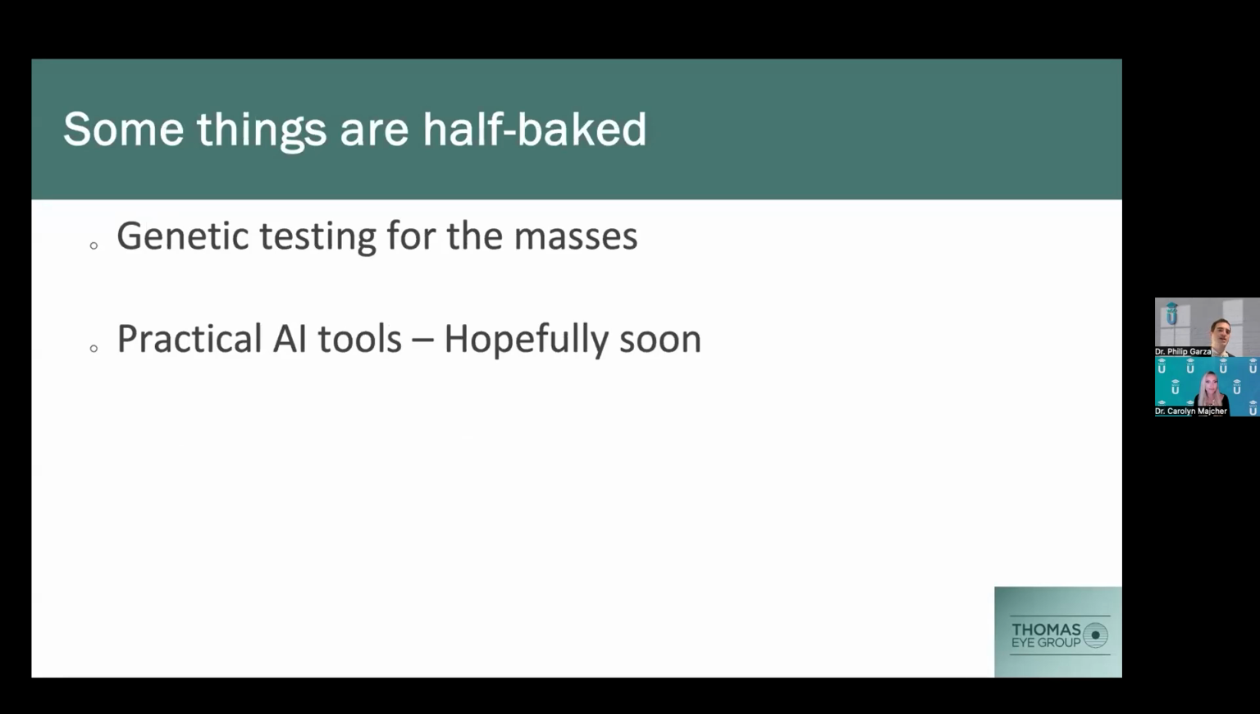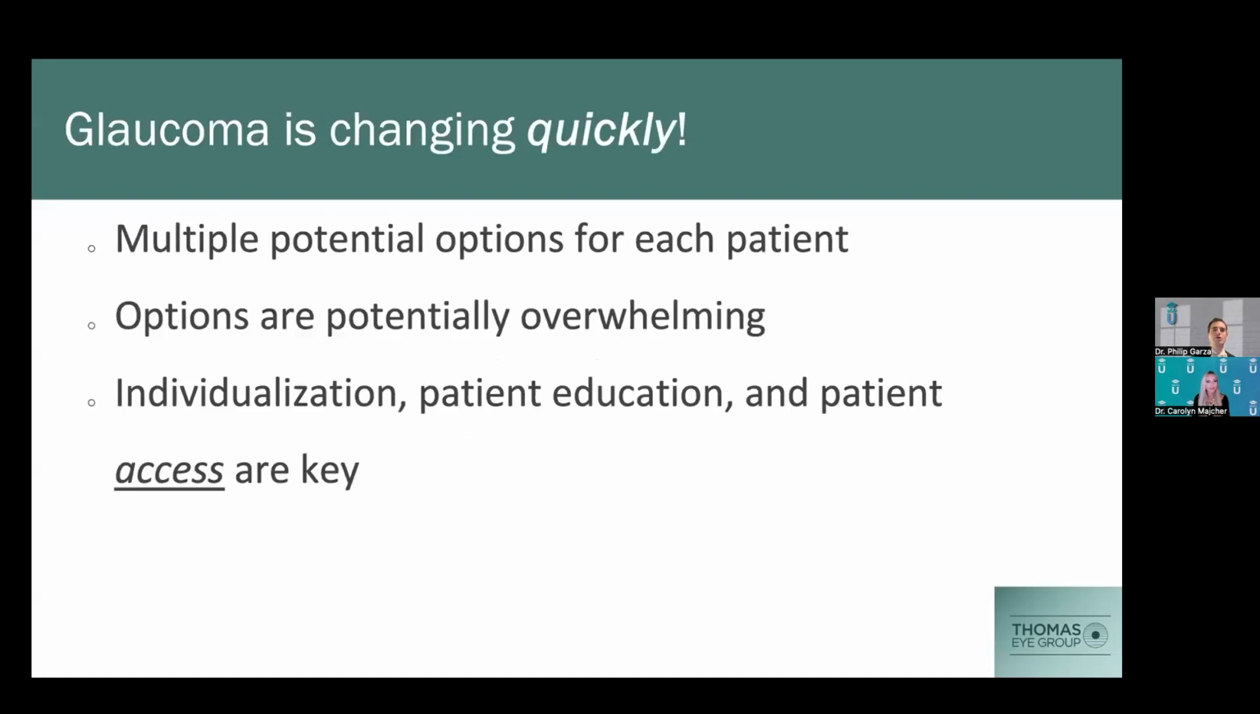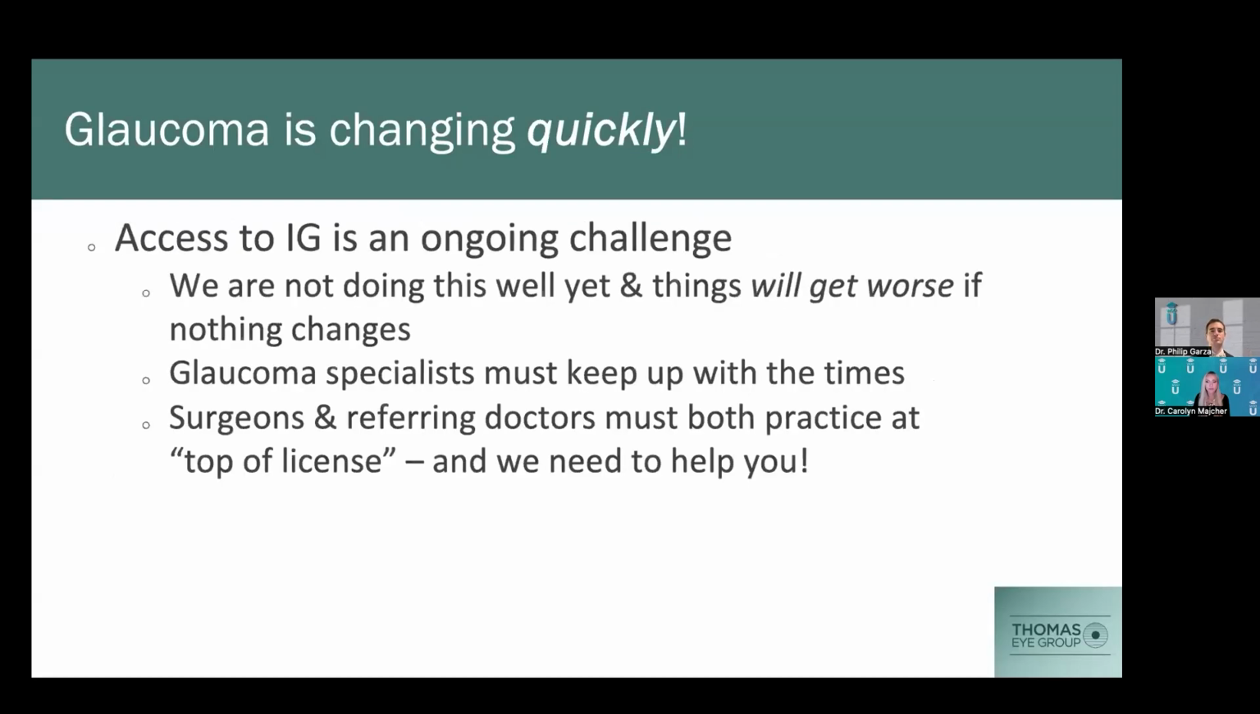Some things are half-baked, like genetic testing for the masses and practical AI tools, although we're all praying for this to come soon in a good way, and it will. Glaucoma is changing quickly. There are multiple potential options for each patient. Those options are potentially overwhelming to you, to me, to the patient. And the way to handle this is to individualize, to educate patients, and to get them early access to the providers who can take intervention out of their hands and help them not be on multiple medications.